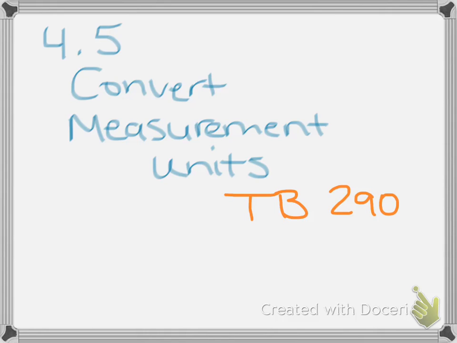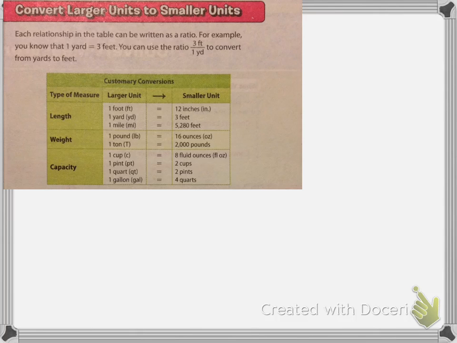We are looking at Chapter 4, Section 5. This is the standalone section that we're teaching, and it is on converting measurement units. We're going to begin on textbook page 290. So let's get started. At the top of textbook page 290, you're going to see this table.